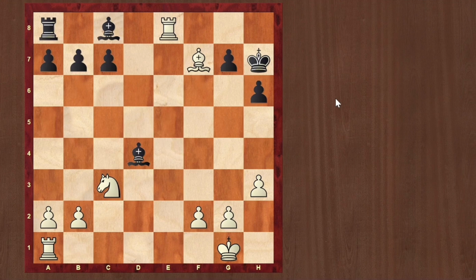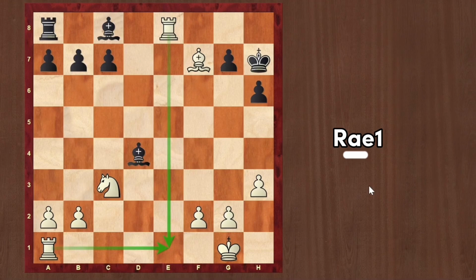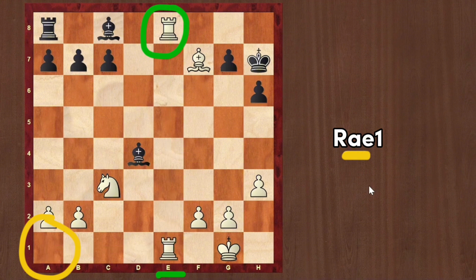In this position, white played the move rook to e1, but I said rook a to e1. Now, why might that be? Notice how both rooks have the ability to move to the e1 square. If you said rook to e1, it wouldn't be clear which rook was moving to e1. That's why if two pieces can move to the same square, you need to specify which piece would go there. Since one rook is on the A file and another rook is on the E file, saying rook A to E1 basically means the rook on the A file moves to E1.